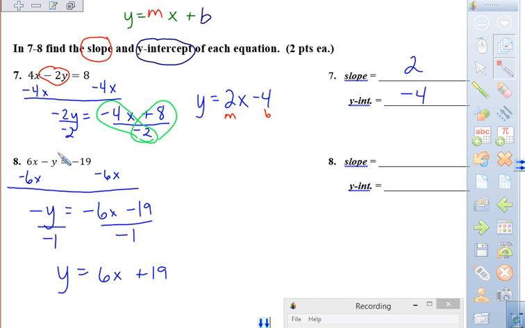Number 8, I need to get the y by itself, so I'm subtracting 6x. And that leaves me with a negative y. To get rid of the negative, I have to divide by negative 1. And again, I have to divide the first term by negative 1 and the second term by negative 1. So that gives me a positive 6 and a positive 19. So my slope is 6, my intercept is 19.